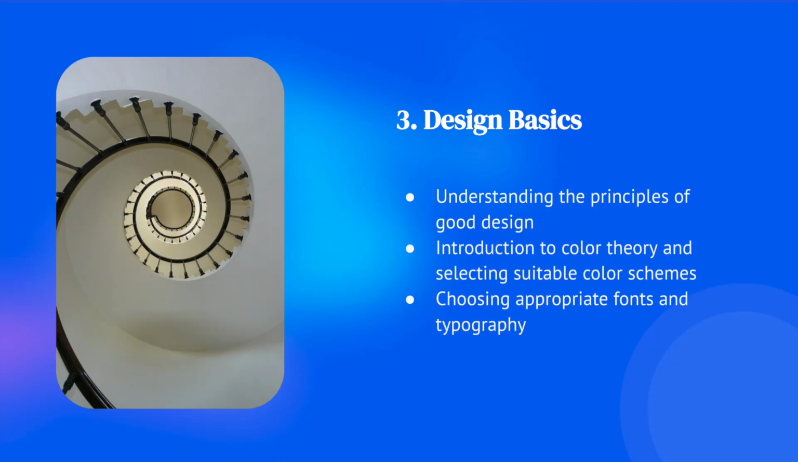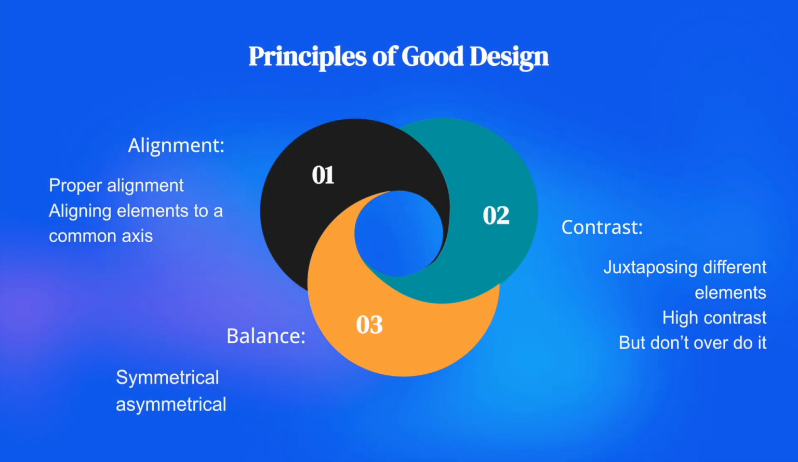All right, design basics, understanding the principles of good design, introduction to color theory, choose appropriate fonts and typography. These are basic things that one would think we know, but we don't. I had to relearn this as well. Alignment, as I said, align your stuff properly, fix it to a common axis, and keep to that. Contrast, juxtaposing different elements, high contrast, but also don't overdo it, because sometimes it can hurt the eye.